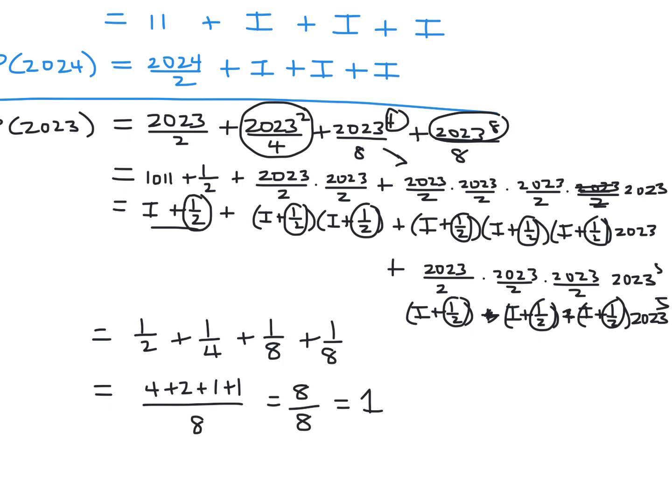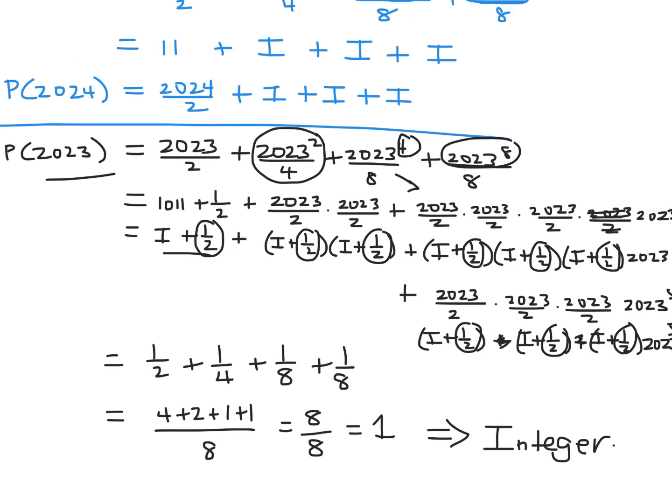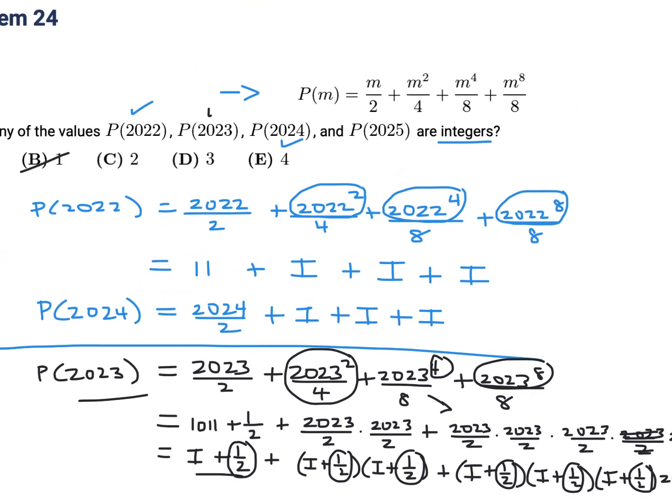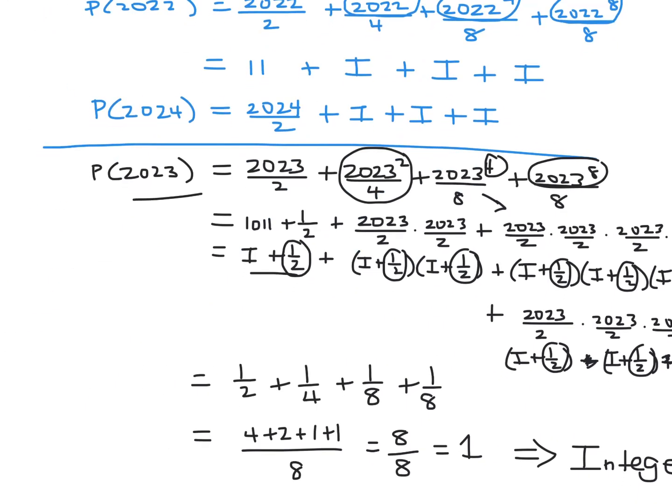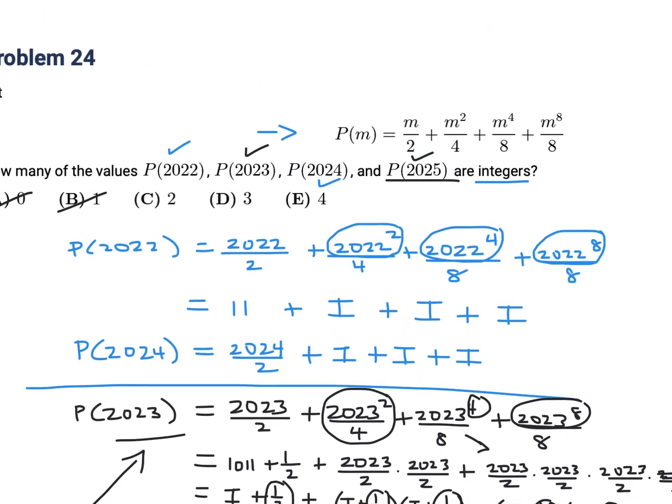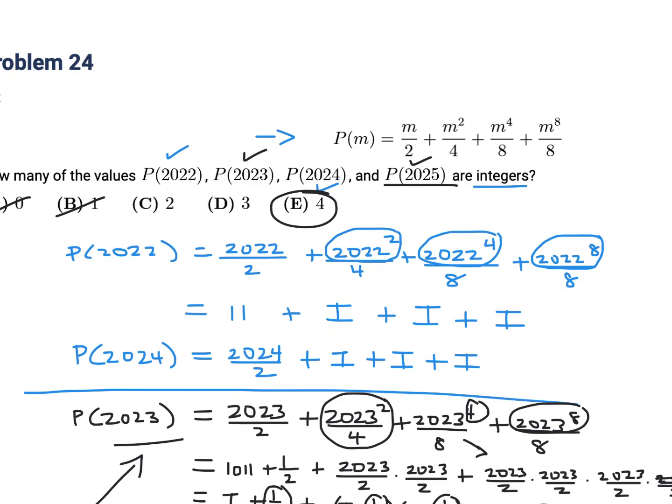So that means this P2024 is going to be an integer. And I'll write the word. So that is an integer. And then very similarly, by the exact same logic, P2025 will also be an integer. And you can do that in the same way I did it for P2023. So all 4 of them are integers, and therefore the answer is E.